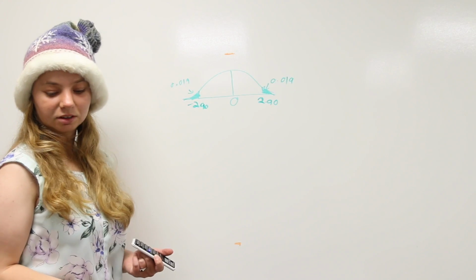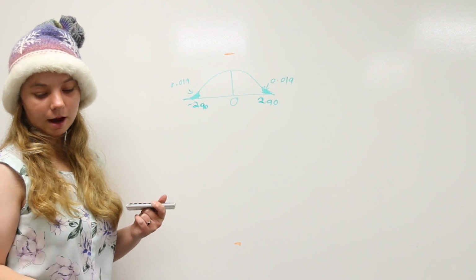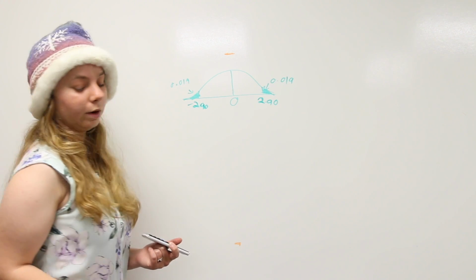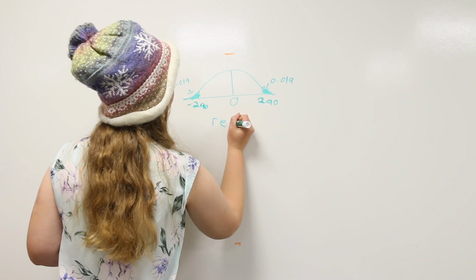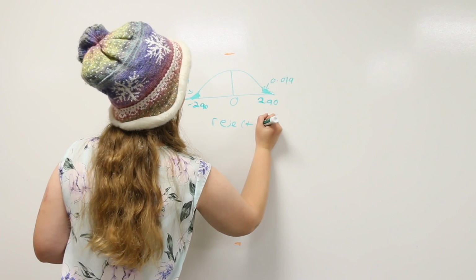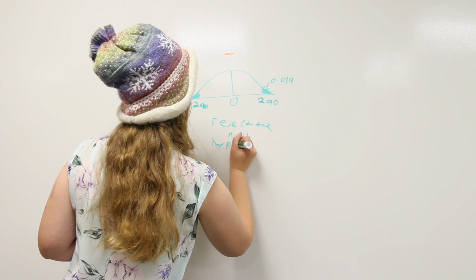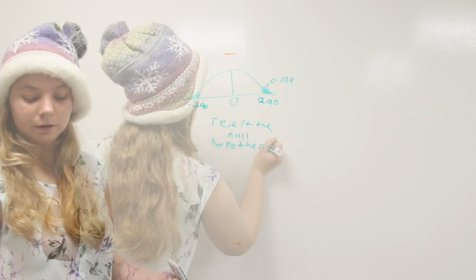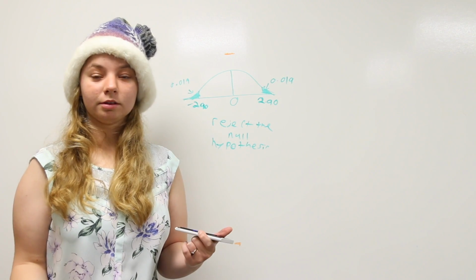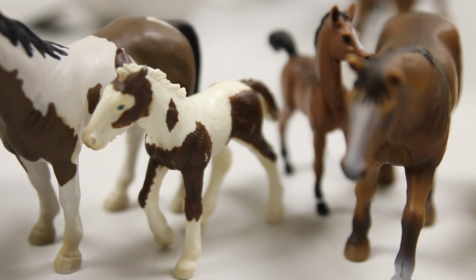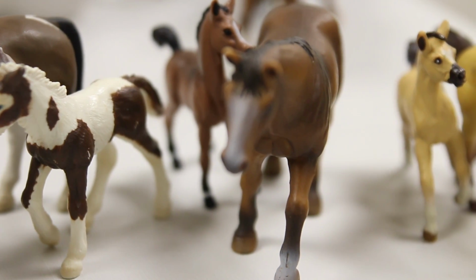Because the p-value of 0.0038 is less than our significance level of 0.01, we reject the null hypothesis. So therefore, our conclusion is there is sufficient evidence to warrant rejection of the claim that 50.7% of newborn foals are colts. Thank you for watching my presentation, and have a magical evening or morning.